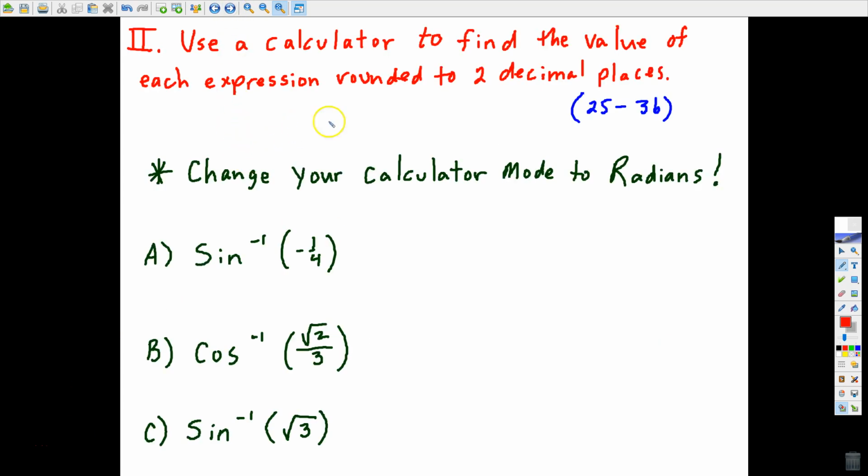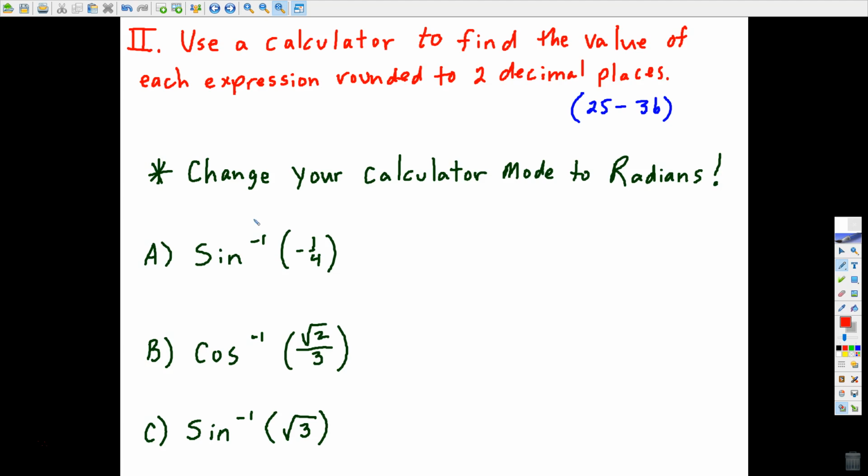Okay, now for the next block of problems, 25 through 36, I do want you to use a calculator. You'll have to use a calculator for these. For the first block of problems that I just finished, do not use a calculator, use your unit circle. And a really important note here, you need to make sure that your calculator mode is set to radians. Otherwise, you're going to get wrong answers, and I don't want that to happen to you. So go ahead and change your mode to radians if you haven't already. And pretty much, these will be pretty easy for you. You just need to know which buttons to push.